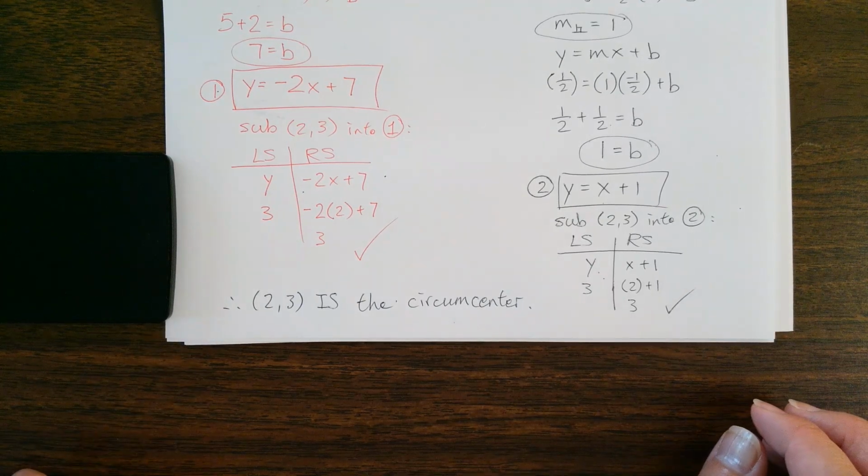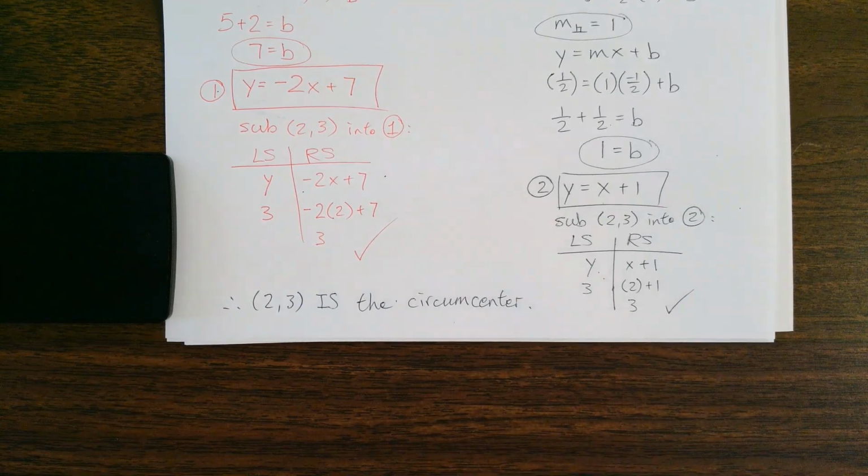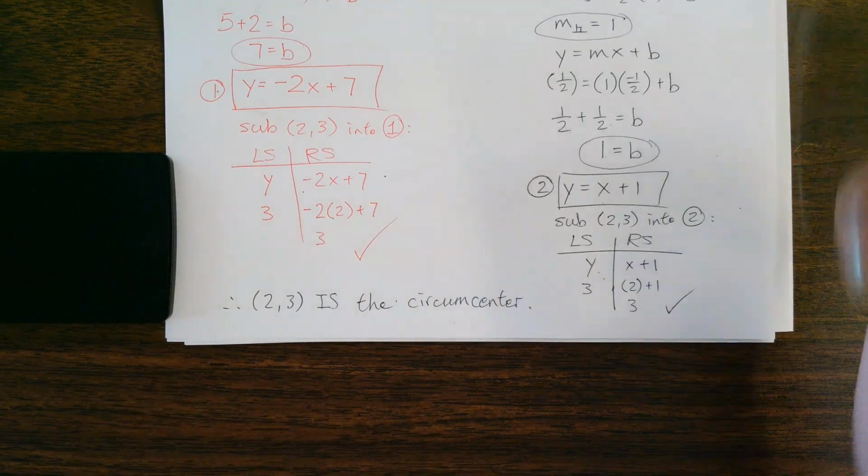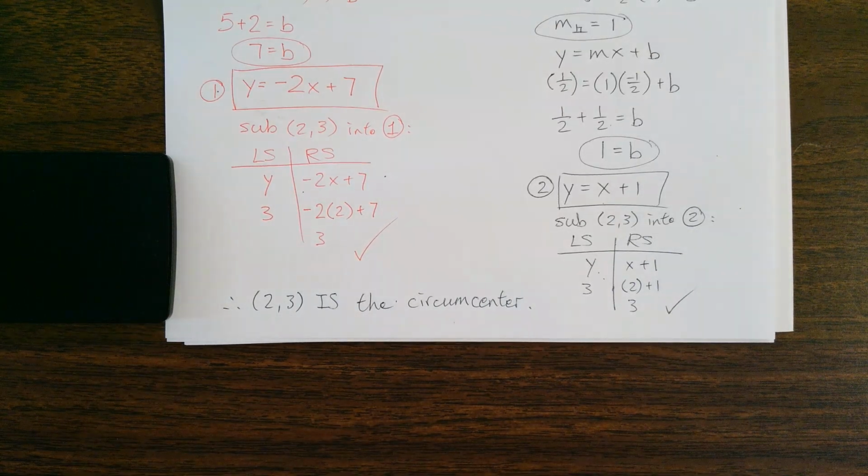Now, you don't have to do it for the third right bisector, because once you can show that it works for 2, then it will mean that it's the third one as well. It will satisfy the third one.